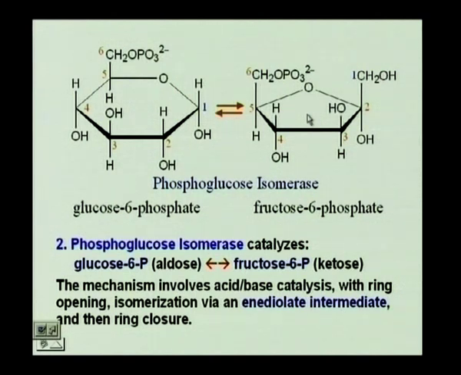So, we have an isomerase. So, what was the first step? First step was glucose to glucose 6 phosphate. The next step is glucose 6 phosphate to fructose 6 phosphate. What are the enzymes required? In the first step we need a kinase, in the second step we need an isomerase. Okay.